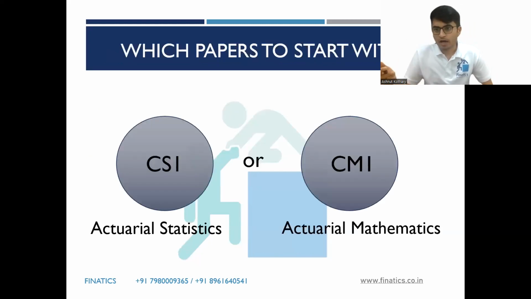Now, which papers to start with? Generally we suggest CS1 or CM1, depending on the background. Some of you might start with CB1 or CB2 as well, so it's more case specific. Usually, somebody who is not sure about actuaries, who wants to know what actuaries is all about, should preferably start with CS1 or CM1.